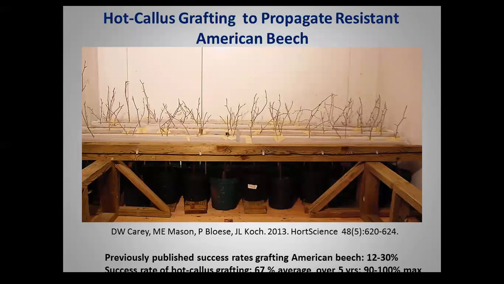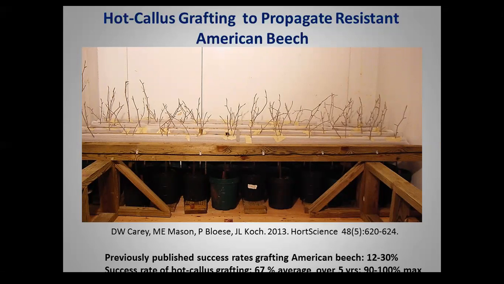So the scion is shipped to us, and we graft it. And it turns out that American beech is a difficult species to graft. And previously published efforts at grafting beech reported variable success, and it ranged from about 12 to 30%. And it wasn't uncommon for long-term survival to not be very good either. So my technician, Dave Carey, actually went to hot-callus grafting, an approach that was first reported in filbert.